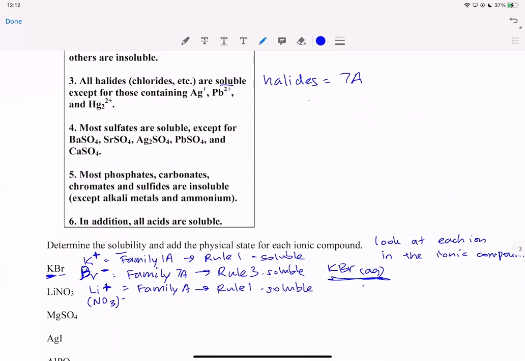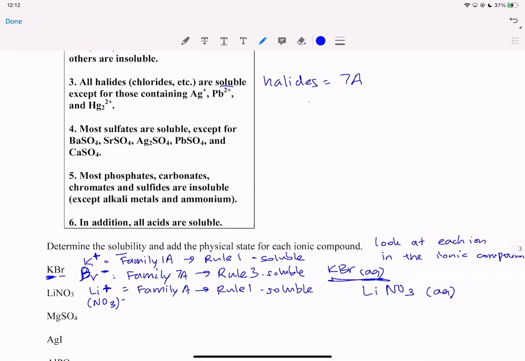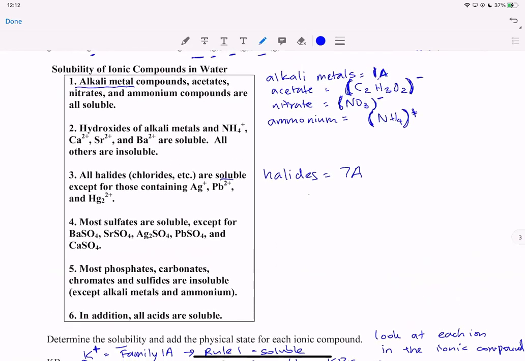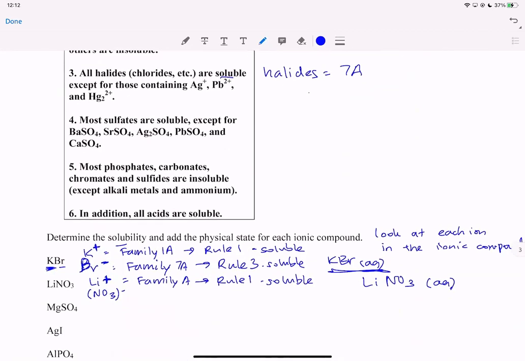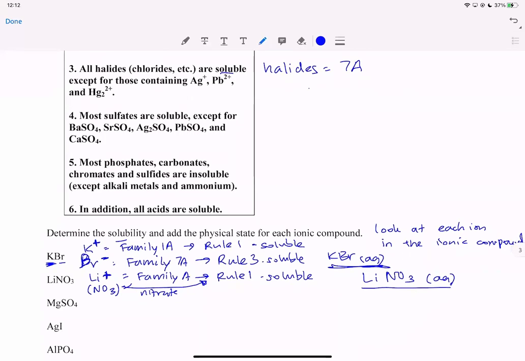So that means you could write Li and then NO3 with an AQ physical state. Okay, the other thing is that this also has the nitrate in it. So NO3 minus is a nitrate, and that is also part of rule 1, saying it's soluble. So either way, you are in rule 1, this is nitrate, and nitrates are soluble. But this will be aqueous, whether you're looking at the positive ion, the lithium, or the nitrate.